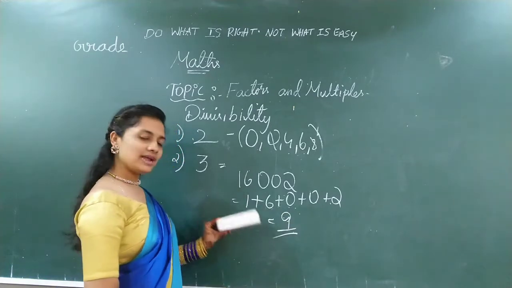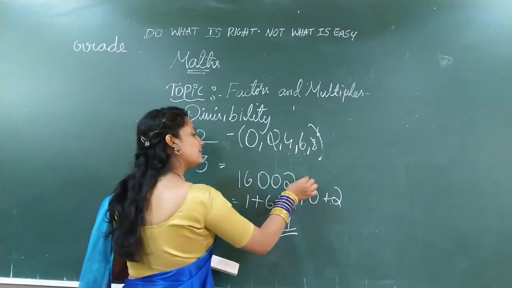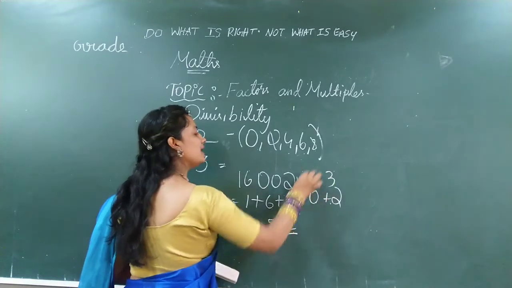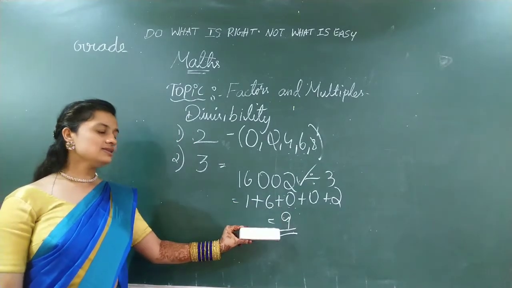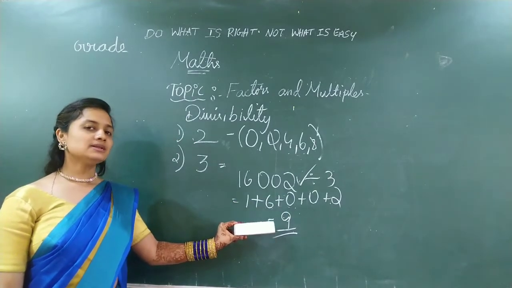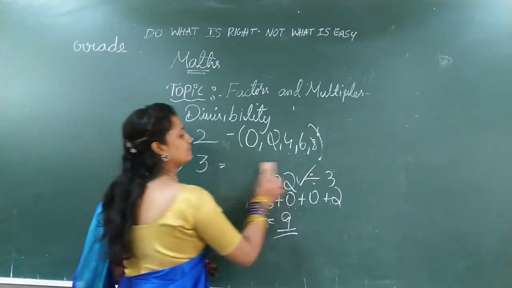You can divide 9 by 3, right? In 3 ones you have 9. So this number will be divided by 3. You should add all the numbers given, and check whether the answer is divisible by 3 or not.